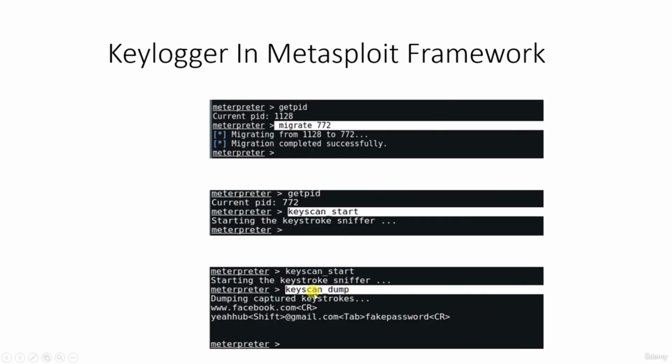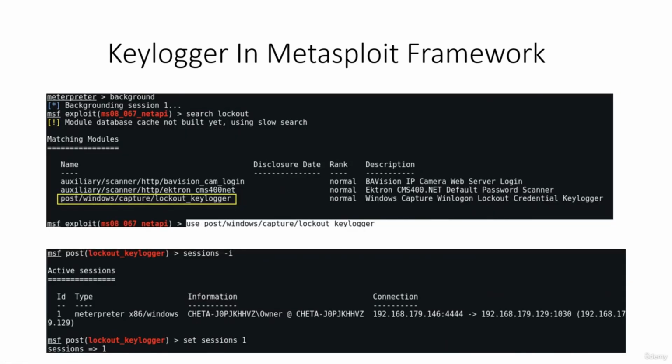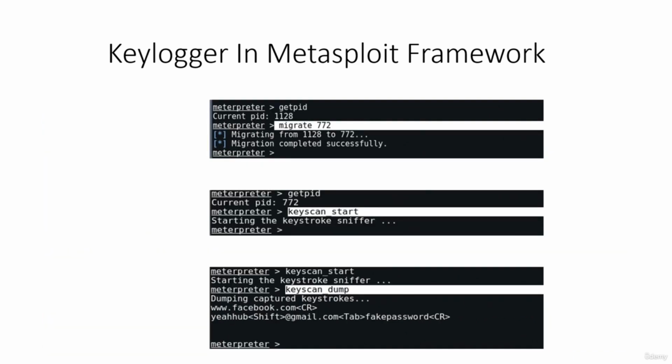Then this will give you, as you can see, facebook.com, and I typed this one for gmail.com, and this is a fake password. To stop the keylogger module you can use keyscan_stop and it will stop the keylogger module. To view the Meterpreter sessions, just type sessions -i, and it will give you all the Meterpreter sessions.